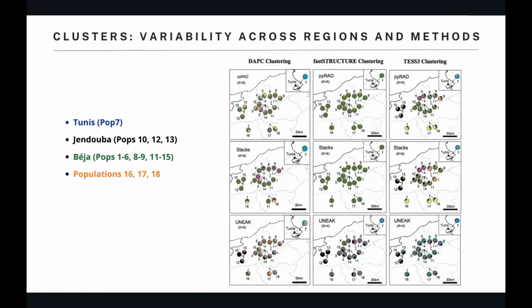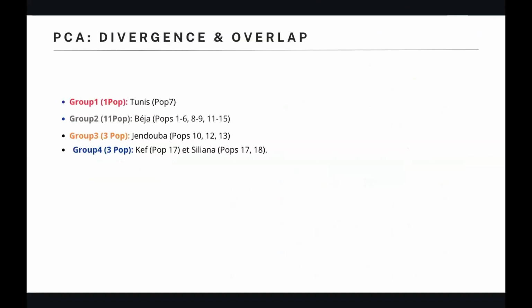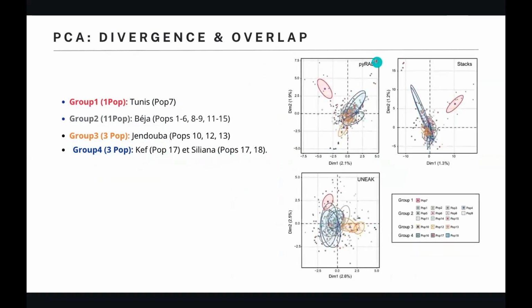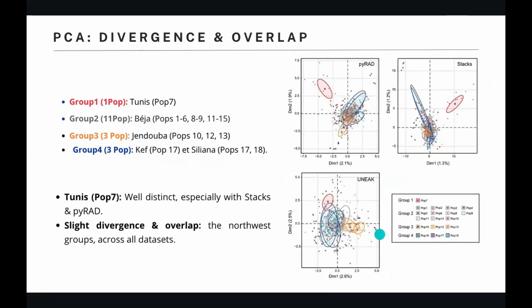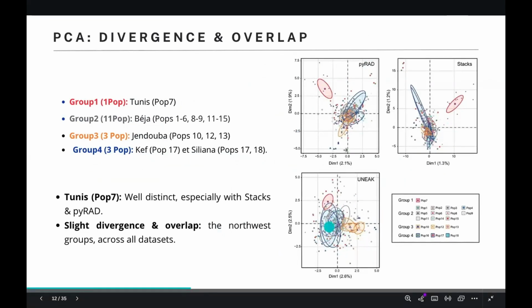So after this observation, we proposed to divide these populations into 4 groups. One group for population 7 from Tunis, group 2 for populations from Beja, group 3 for the Ghardimaou population, and group 4 including the Kef and Siliana populations. PCA confirmed the divergence of population 7, especially with the PyRAD and Stacks datasets, while for the others, we observed slight divergences, but mainly overlapping regions for the Northwest populations.